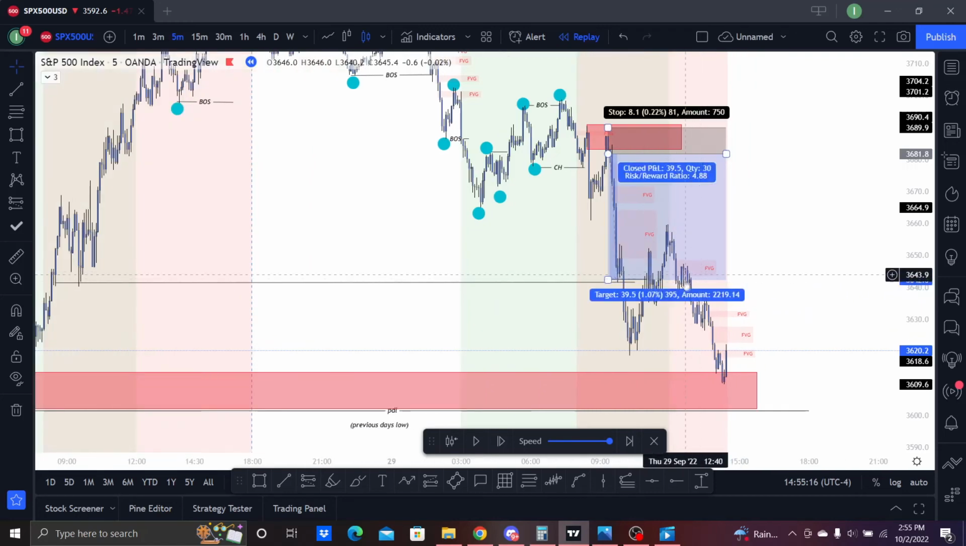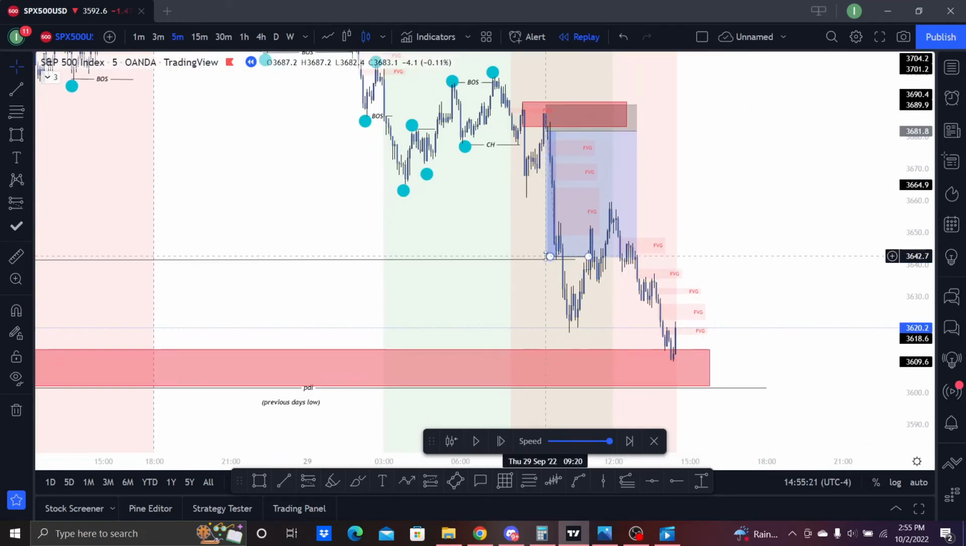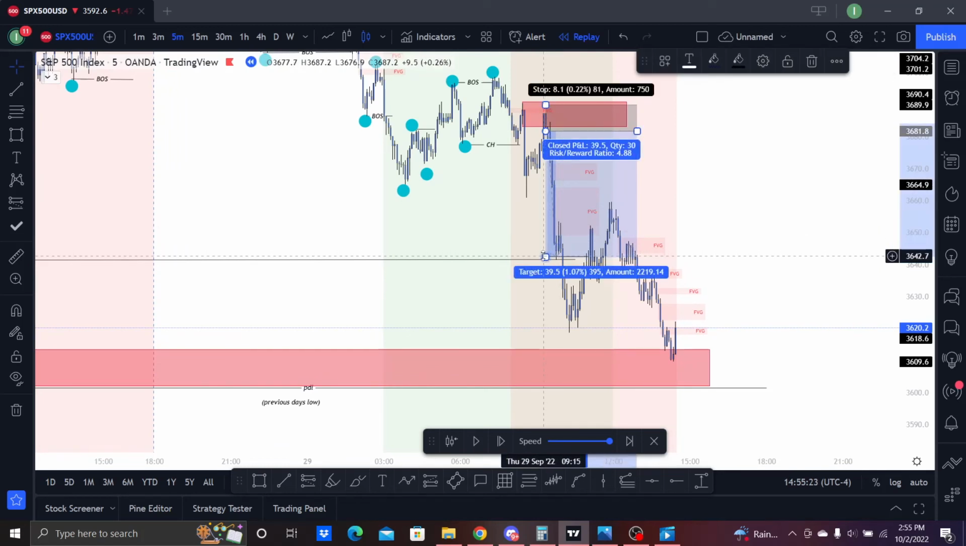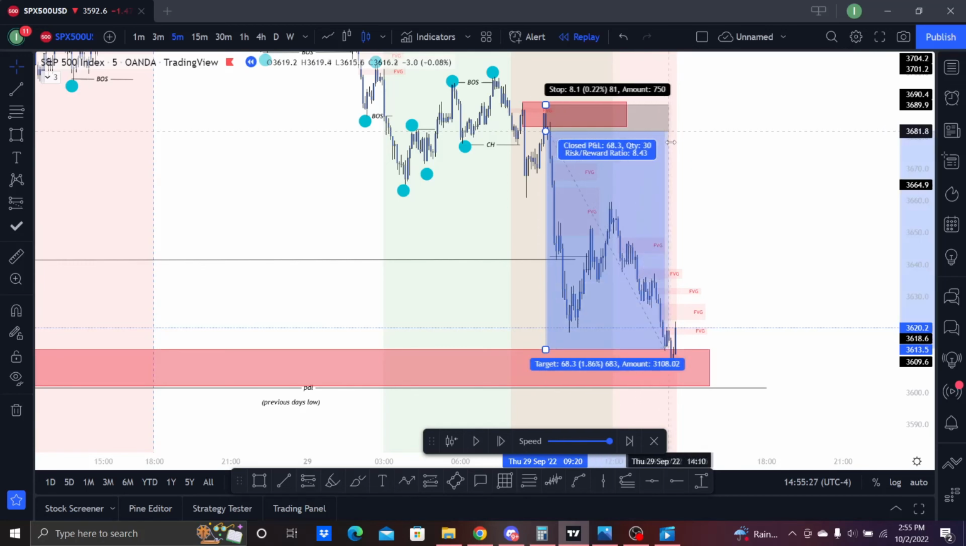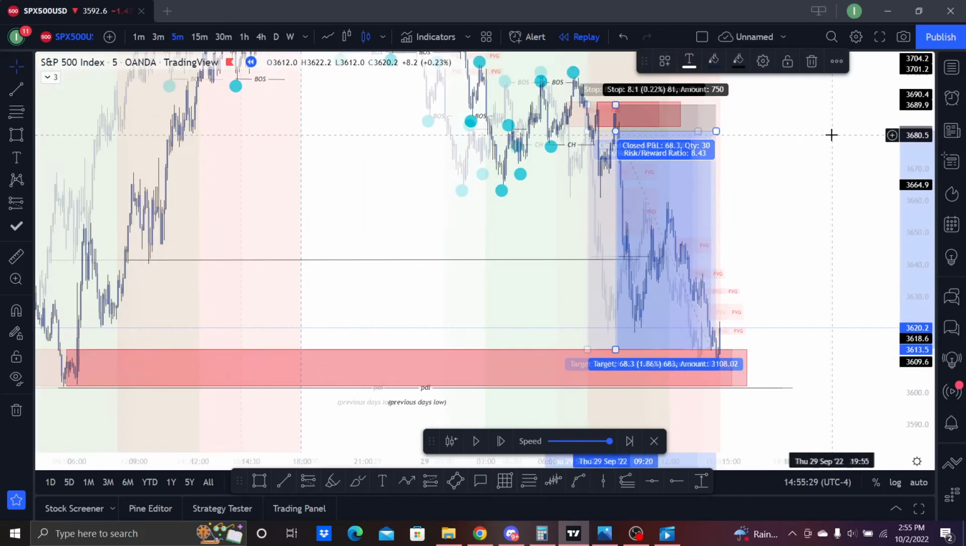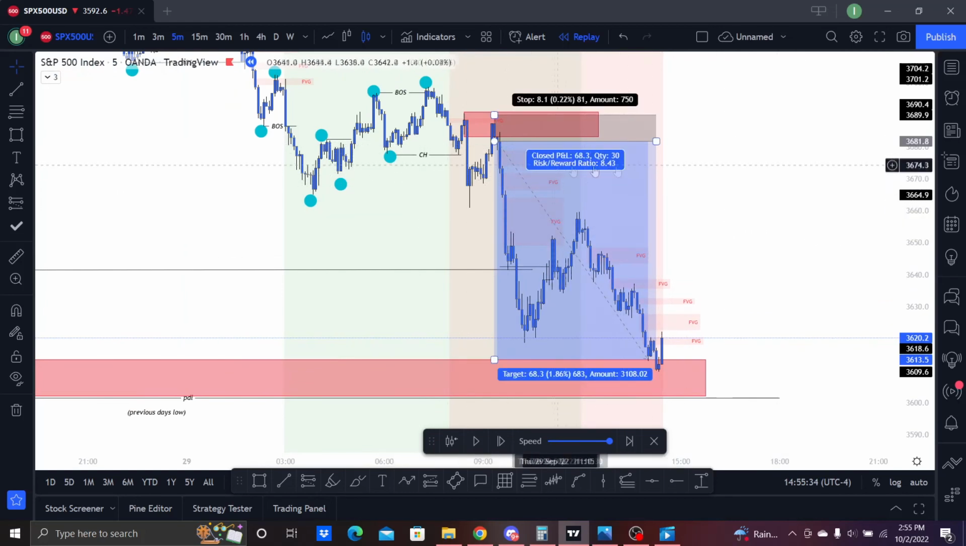I had secured more than enough on the position anyway, so I was just gonna see if price hits our final take profit, and we did end up coming down here to our final zone. So this was definitely a huge W on Thursday for me.